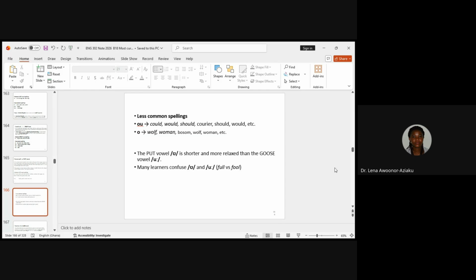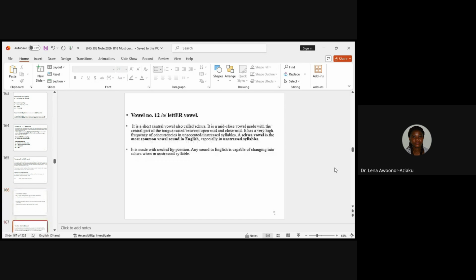But some people use goose instead of the put vowel. Like in Ghanaian English, you say put it there. Could you come? Could you?